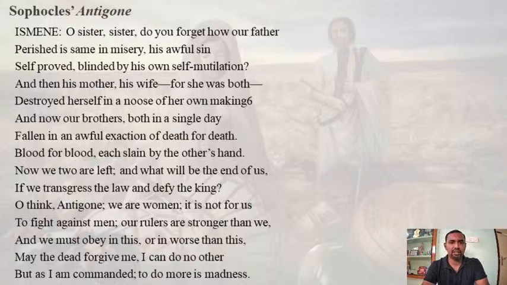Exaction means taking by force. So they took each other's life.